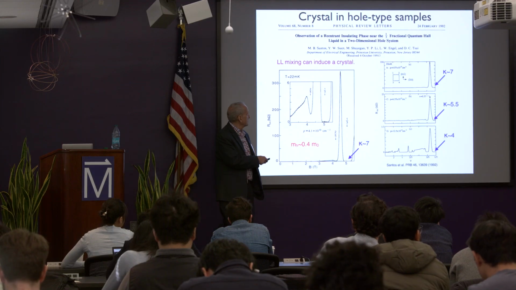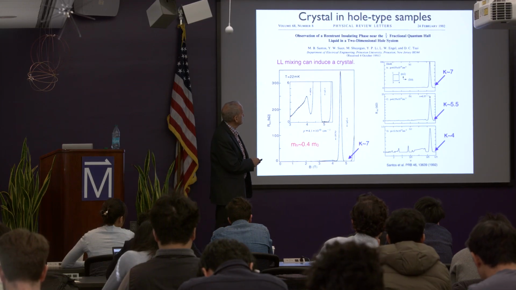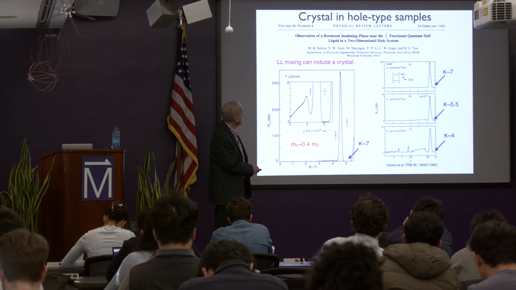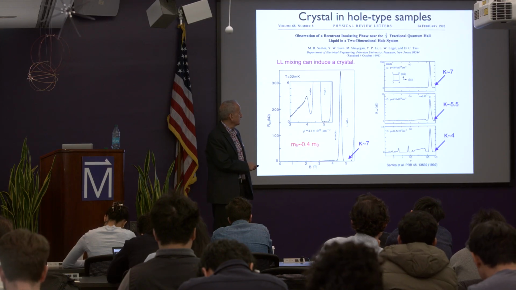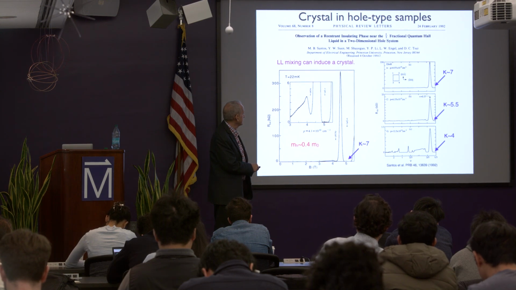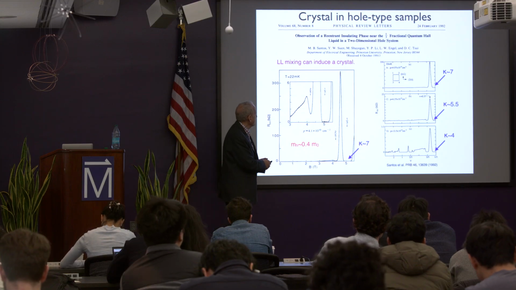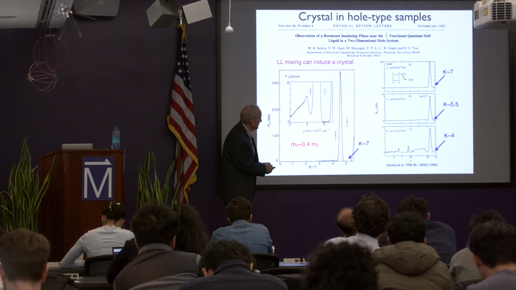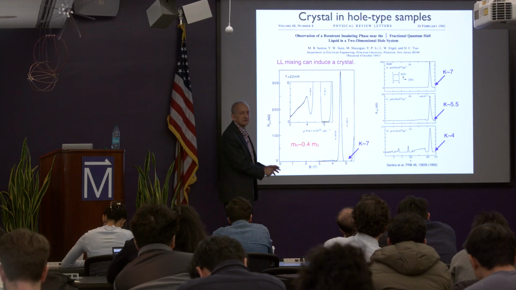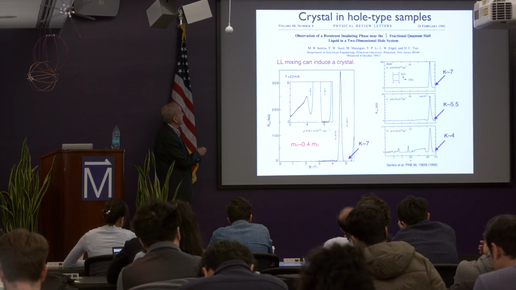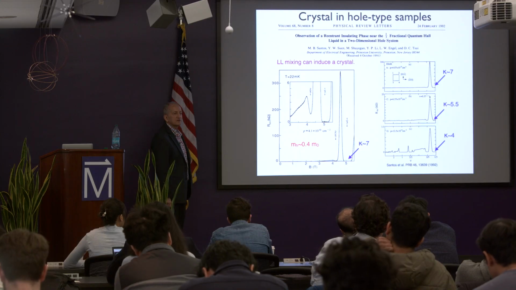So you can actually, in hole type systems, go from kappa equals 7, and by the time we get to 4, that insulating state has disappeared. So this peak might look the same, but the axis here, the units have changed quite a bit. Here you can see all of this other structure. Here you don't see any of this stuff. So it's clear that Landau level mixing can induce a crystal.